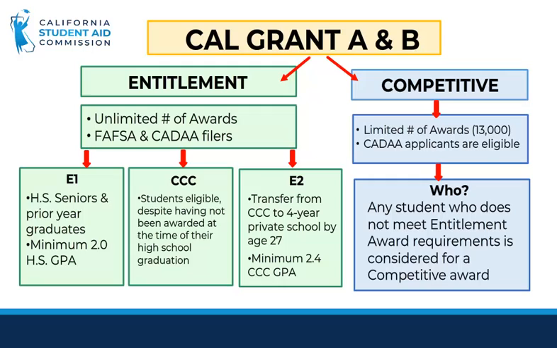Here is the main takeaway. Entitlement Cal Grants are guaranteed for students who meet eligibility requirements. Competitive Cal Grants are equally great, but limited in number and therefore much more difficult to get, even for students with significant financial need. Why are entitlement awards easier to get?